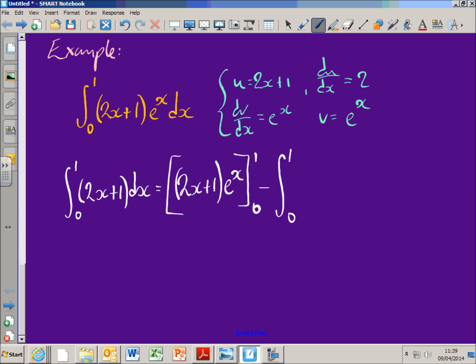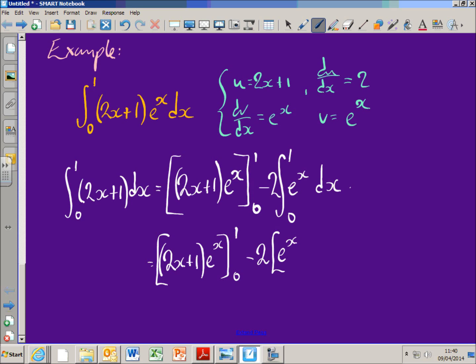And this is v du dx. So this is just 2e to the x, but I can take the 2 out because it's just a number and do that. Okay? So I've still got this 2x minus 1. Oh, it's plus 1. Yeah. 1, 0. And then I'm going to integrate e to the x. When I integrate e to the x, I get minus 2 e to the x. And again, I've got to sub in 1 and 0 into there. Okay? Happy? Is that what you got?